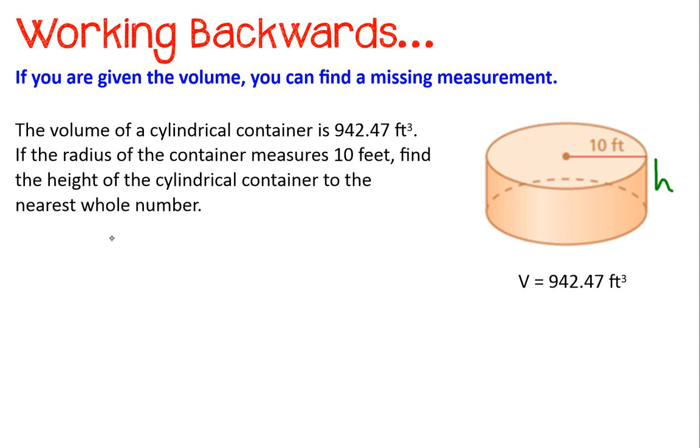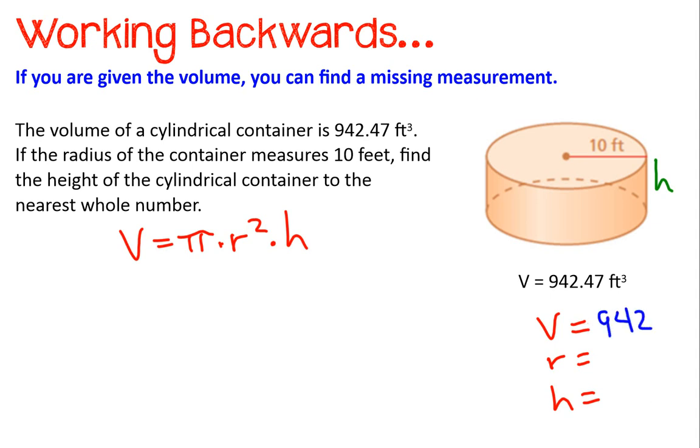So here's what we're going to do. We're going to use our volume formula, which is pi times radius squared times height. And we're going to remove anything that we know. So I'm going to take some notes over here. These are the three letters that we need to replace, because pi is constant, it's always the same value. So, do we know the volume? Yep, it's 942.47. Do we know the radius? Yes, we do. It's 10. And do we know the height? No.